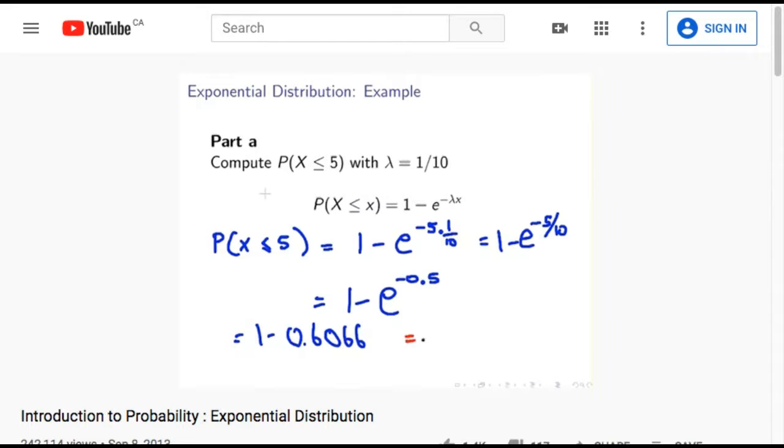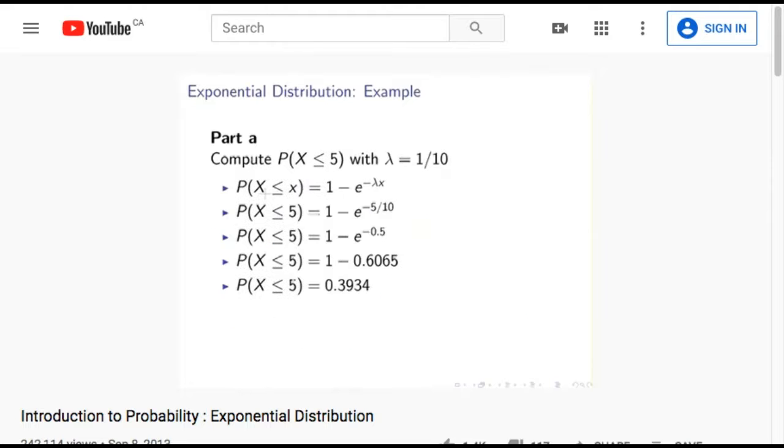And then the answer is therefore 0.3934. Okay. So you might get a value slightly different to that. It just depends on the way you round it. It should be around 30%, 0.3934. So that's the answer to the first one.